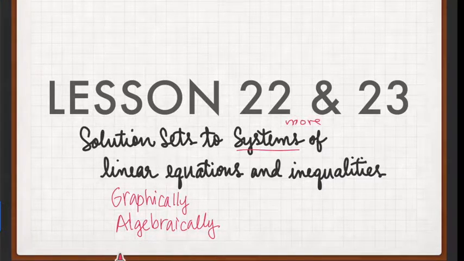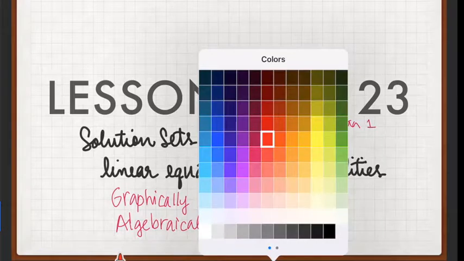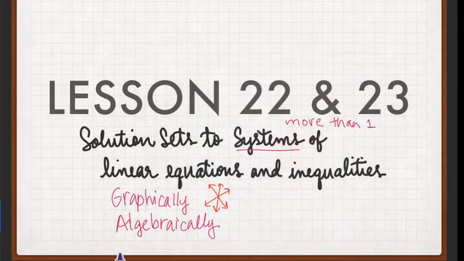Now, when we are trying to get solution sets to systems, there is more than one. Sometimes the easiest way to do this is by doing it graphically. When we're doing it graphically, we are simply looking at each one of those equations or inequalities that are part of that system, and we are graphing them individually. The point where all lines intersect becomes the solution.